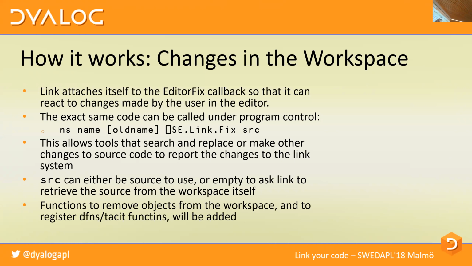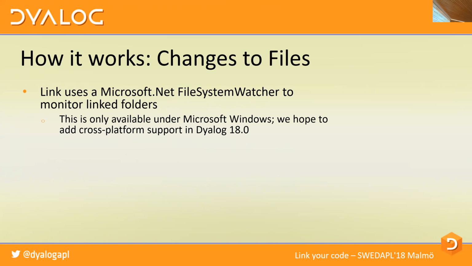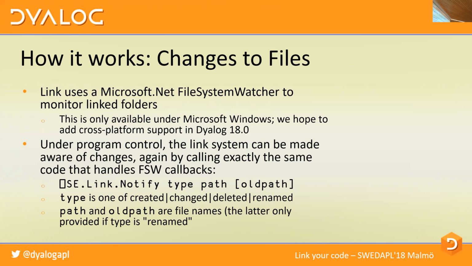So people like Kai who make search and replace tools, and anybody else who does, I can see toolsmiths nodding here, people who write tools will be able to just hook into this. And the same thing when it comes the other way. There's a file system watcher, which only works on Windows. We're looking at finding a way to do that cross-platform for version 18. Again, you can be called before the link mechanism does anything to have a look at any file system changes.